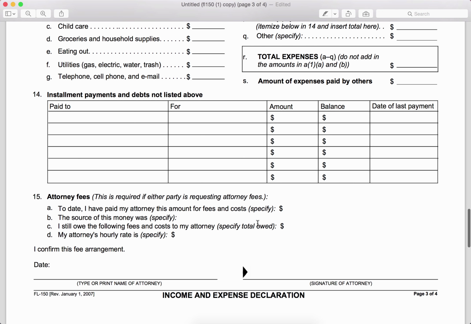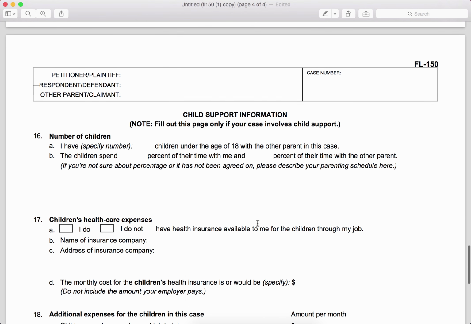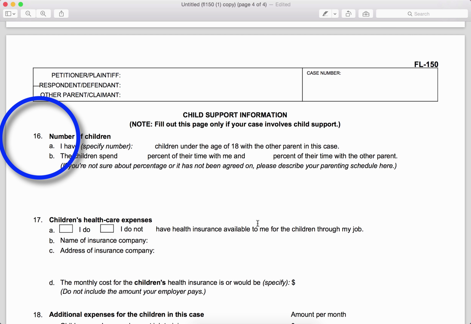You only need to fill out page 4 if your case involves child support. If you do not have any minor children from this relationship, skip this page. At the top of page 4, put the appropriate names for the petitioner and respondent and fill in your case number.